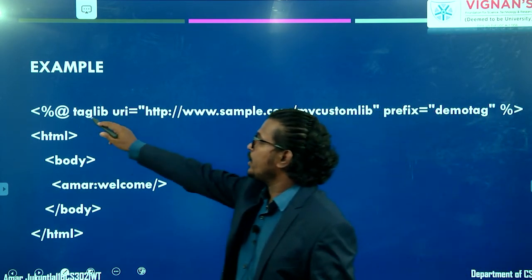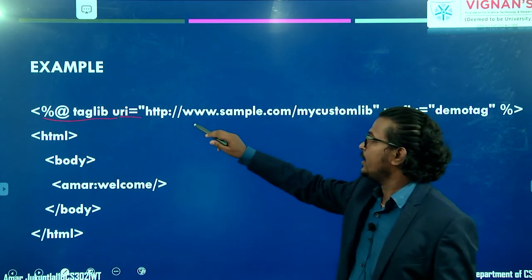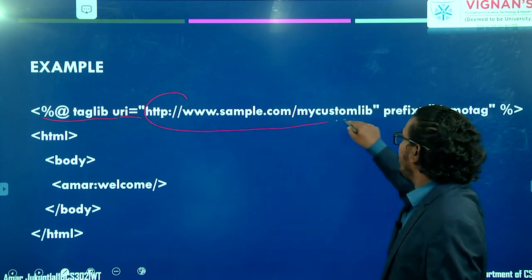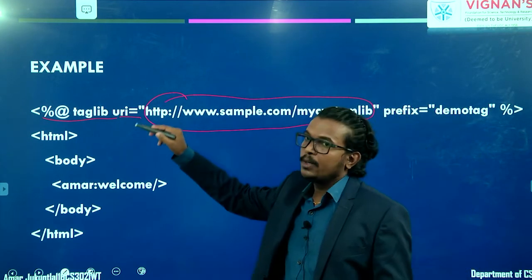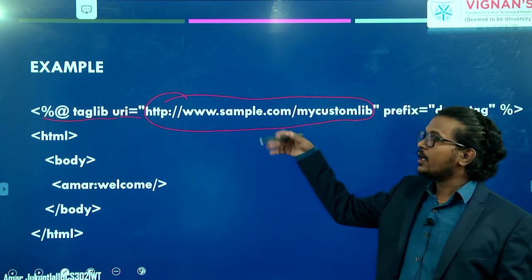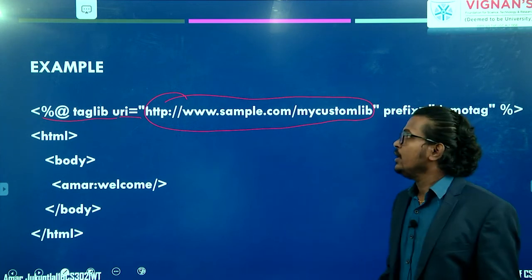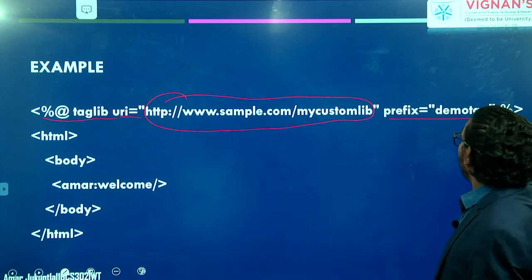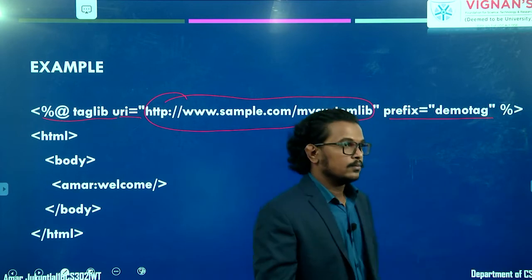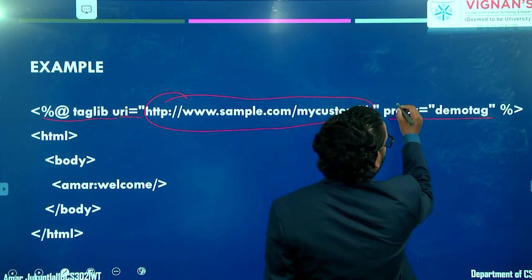So here what I'm doing is I'm writing my tag library here. I'm passing the URI here. This is my address where my custom tags are available. I'm maintaining all my custom tags there. After that, where you want to use that particular tag, that prefix you have to provide here.